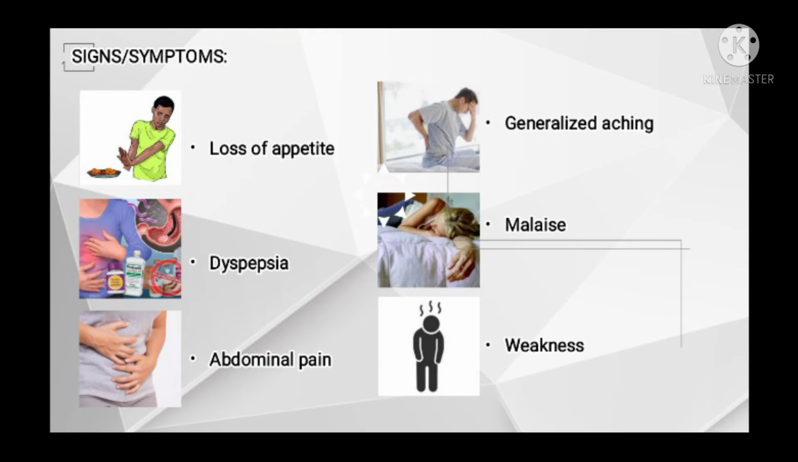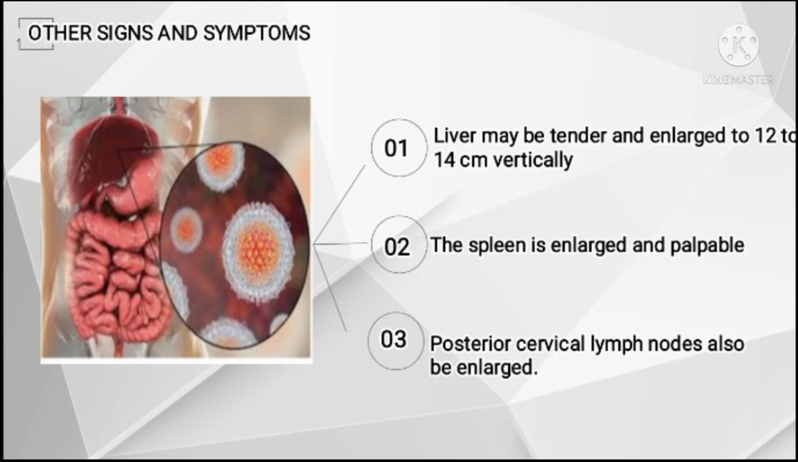Abdominal pain, nandoon na sa dyspepsia, sakit yung tiyan mo, is one of the symptoms of the hepatitis B virus. Generalized aching, masakit, di ba? And then malaise, and then weakness, mahina. Nanghihina ka, always. Yun na nga, wala ka nang ganang kumain. Bakit hindi ka pa kaya manghina, di ba? And furthermore, the liver may be tender and enlarged to 12 to 14 centimeters vertically. And also the spleen is enlarged and palpable, and posterior cervical lymph nodes may also be enlarged.